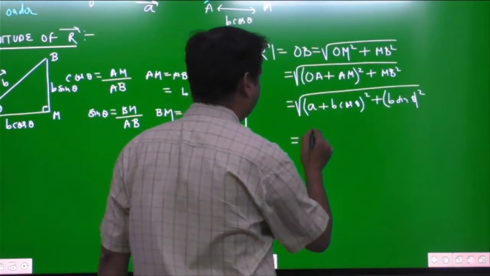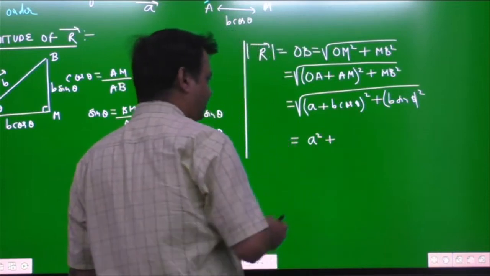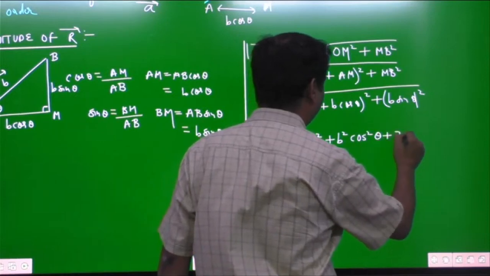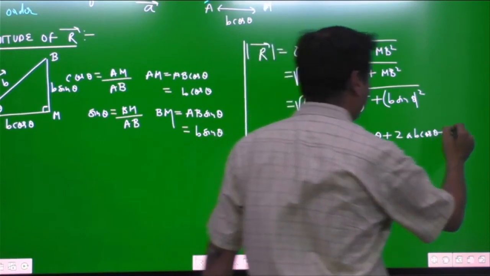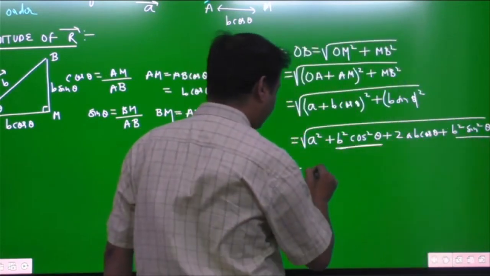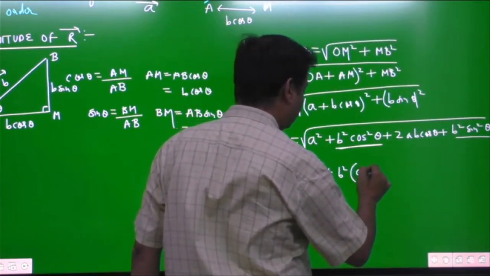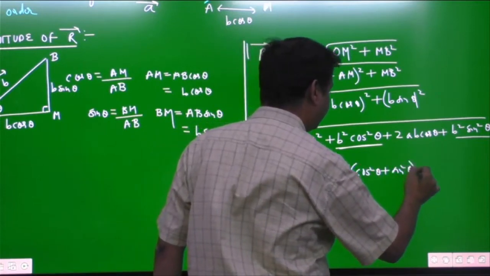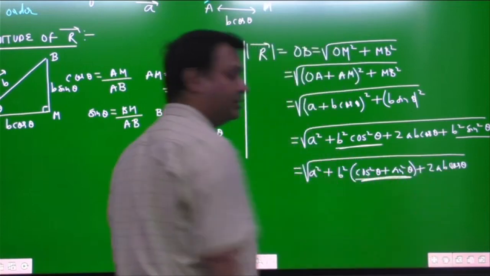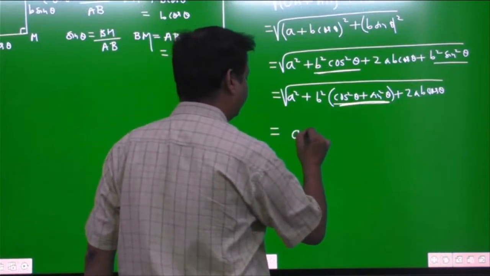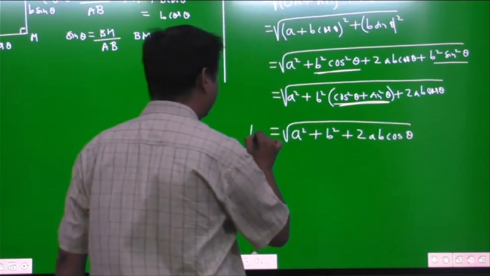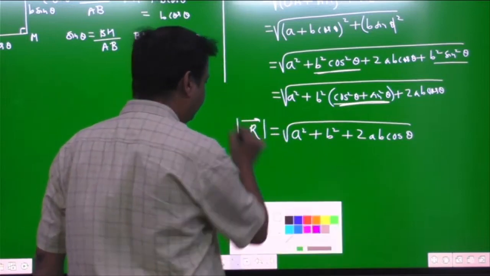So it implies that it will come to be a square plus, applying the square of the sum, x plus y whole square is x square plus y square plus 2xy, b square cos square theta plus 2ab cos theta plus b square sin square theta, correct? What I can do, I can take b square common, so I'll get a square plus b square into cos square theta plus sin square theta plus 2ab cos theta. And we know the basic of trigonometry, cos square theta plus sin square theta is 1. So you'll get a square plus b square plus 2ab cos theta, all under root. This came to be the magnitude of vector r.